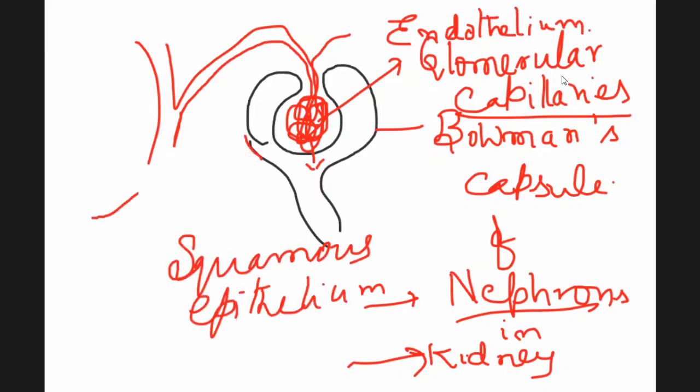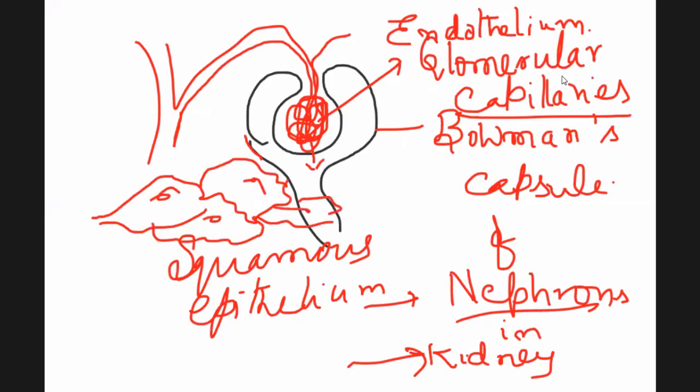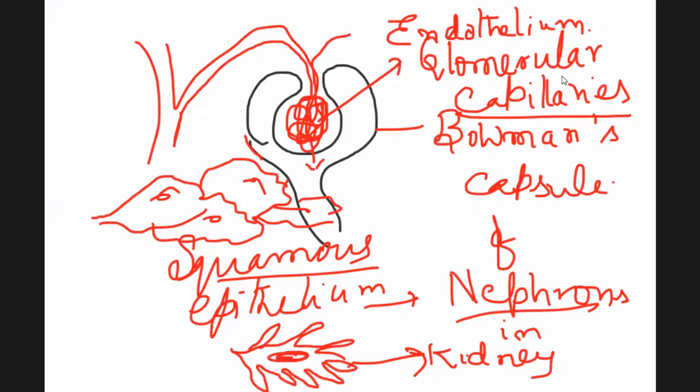Sometimes squamous epithelium may have irregular boundaries like this. Here the squamous epithelium has certain leg-like projections. These are called podocytes, modified squamous cells. Don't worry, you will get this again in the kidneys of human.